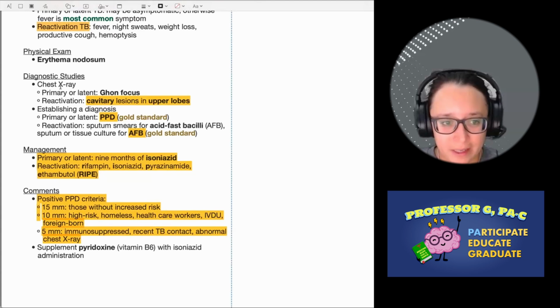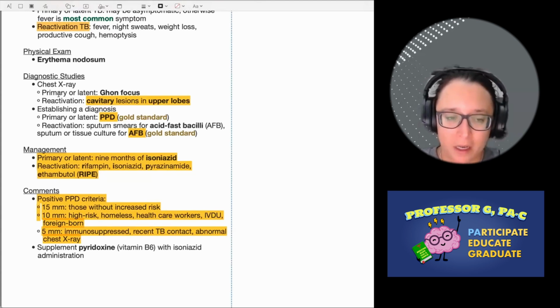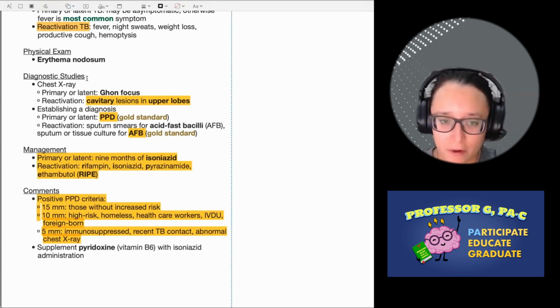Chest x-ray wise, for primary, you're going to see lower lobe problems and the Ghon complex or Ghon focus, which are the lymph nodes in that area.